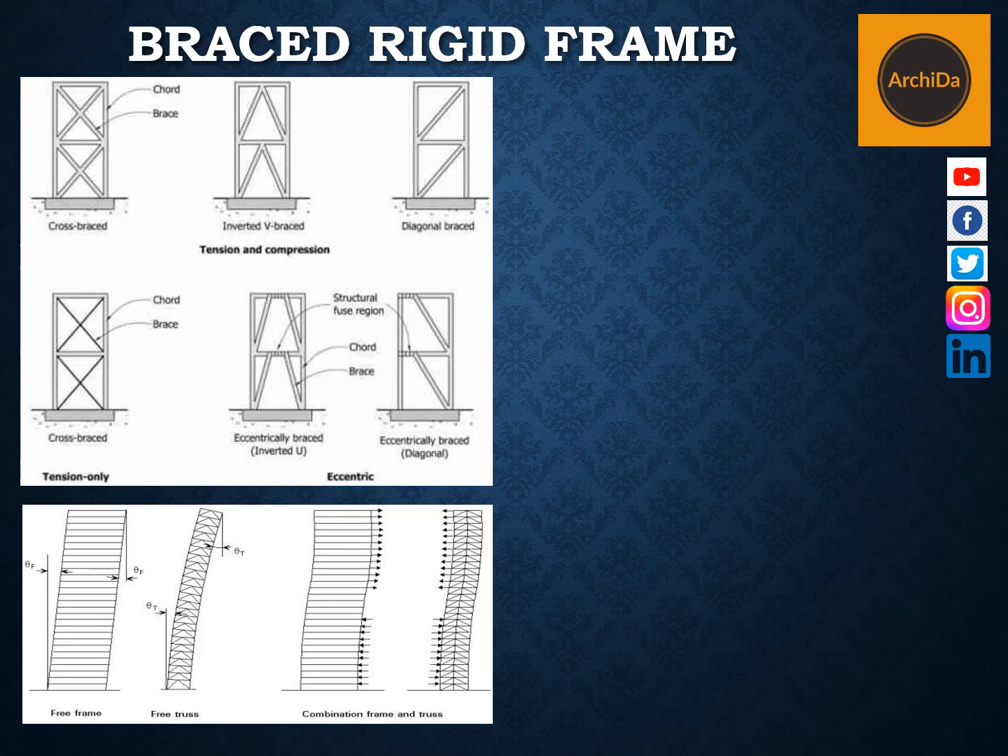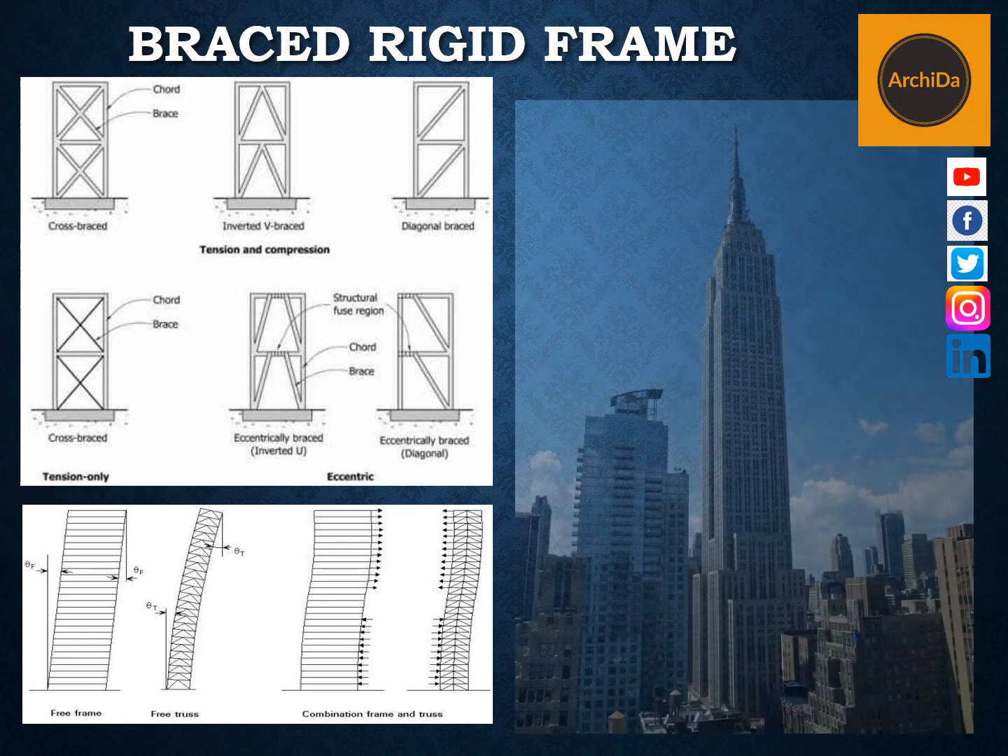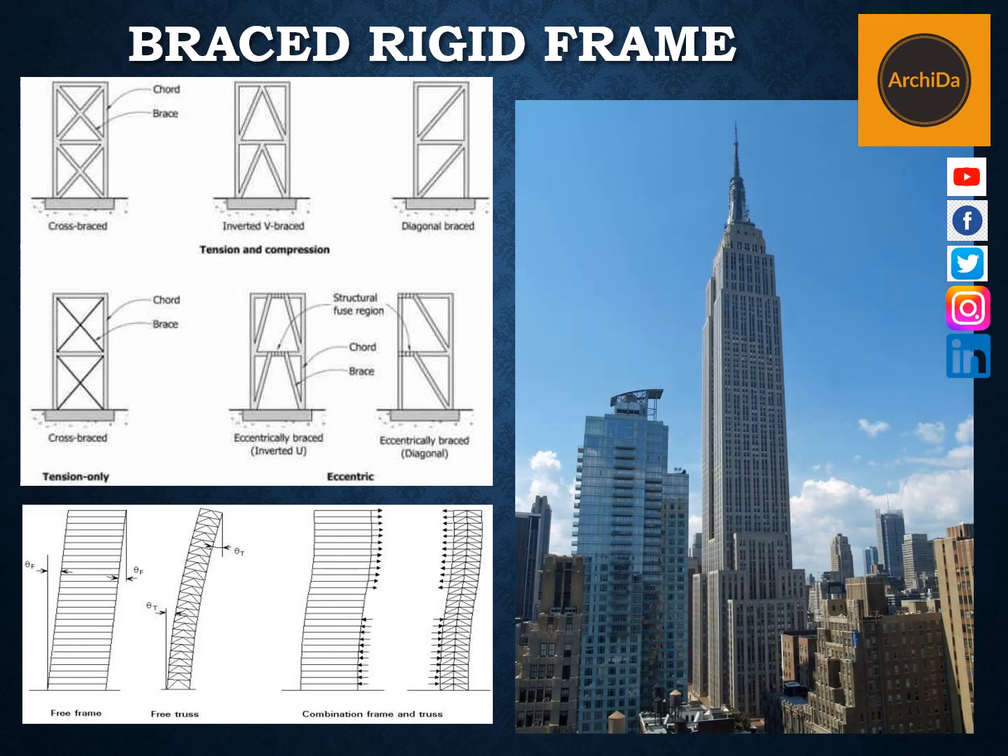It is called truss bracing, which is the K form, the X form, or a single brace form. The advantage of this is it is the most economical steel structural system for buildings up to 30 stories high. For the braced rigid frame, look at the Empire State Building, which was done in 1931.